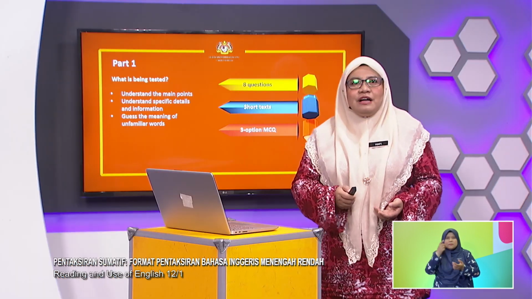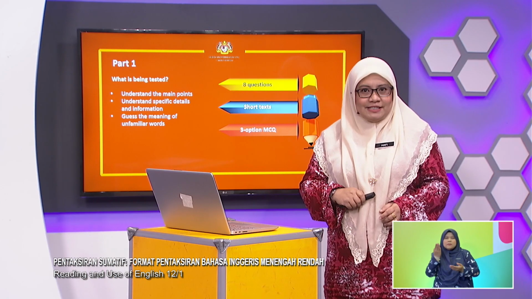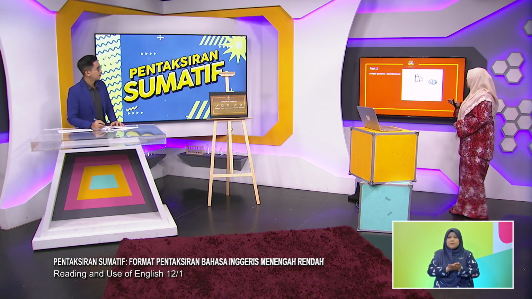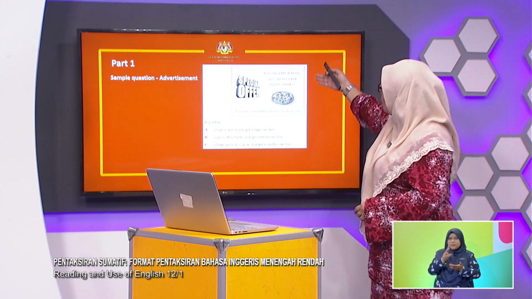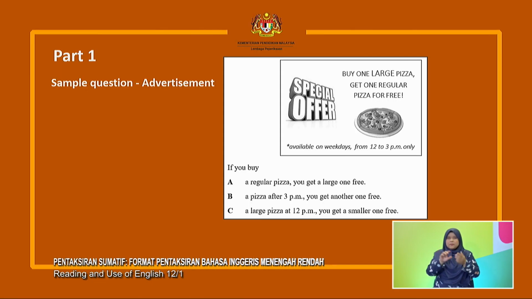Okay, so now let's look at the sample question. Chris, as you can see here, there is an advertisement, the question and the options. Besides having advertisement in part 1, you are going to see other types of short text. It could be notice, labels, or even communicative messages.